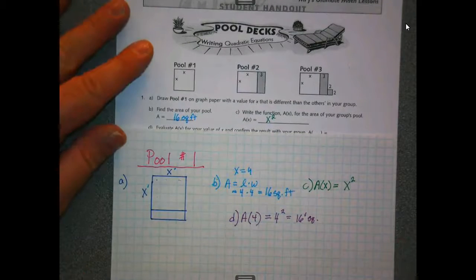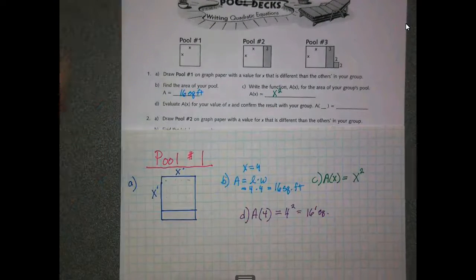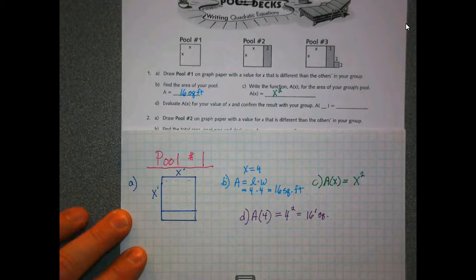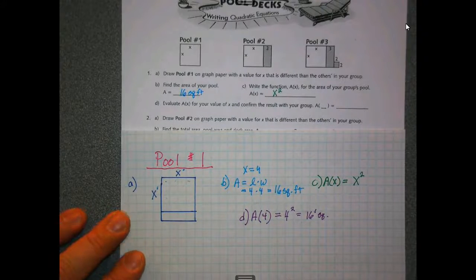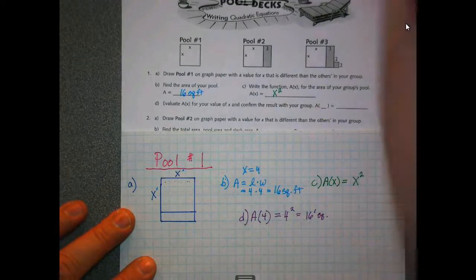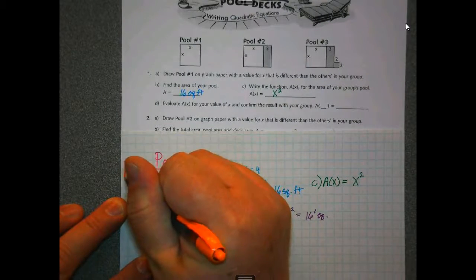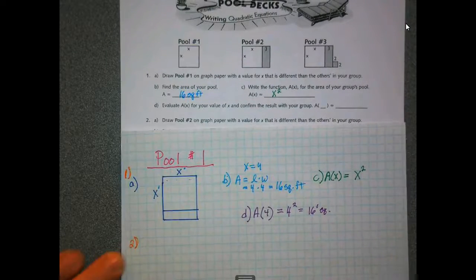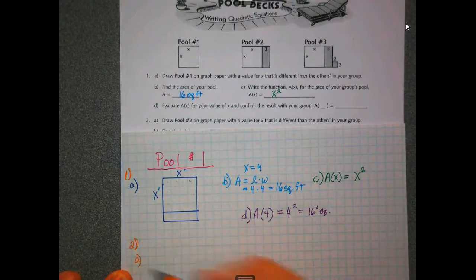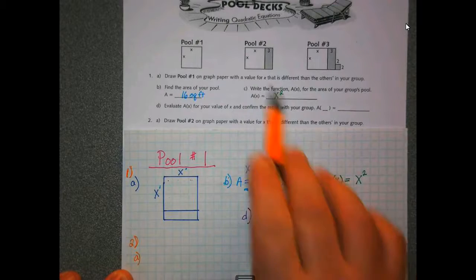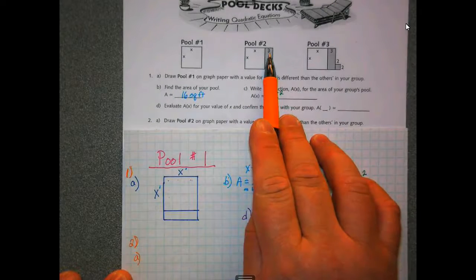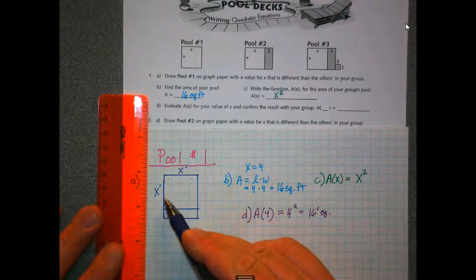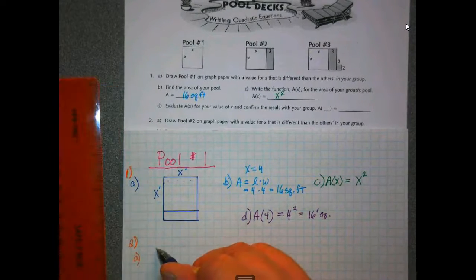All right, so number 2. Now number 2, I'm going to add that little deck. It says draw pool number 2. So here's my pool. This is number 2, 2A. I'm going to draw this pool and add this little deck. I actually put it in 1, but I need to put it in 2. So I got my 4. For me, I got 4.